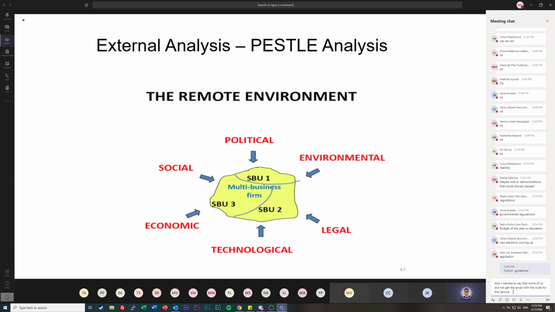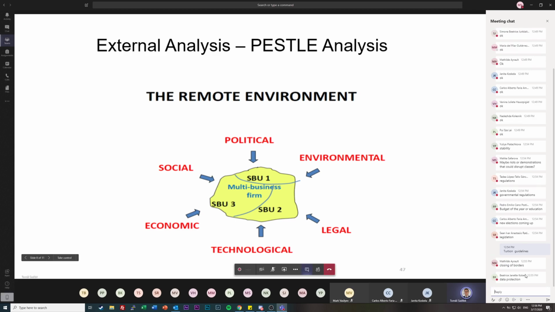So stability, it depends what kind of stability we are talking about. If you mean political stability, yeah, that's absolutely right. I mean, if the elections are on a regular schedule, if there are no big demonstrations, no big changes of the forces in the political situation, and so on. So that's absolutely right. What about some other answers?